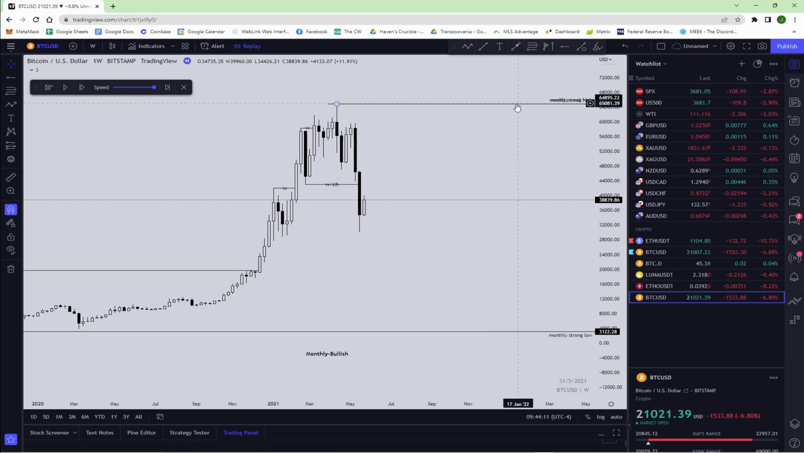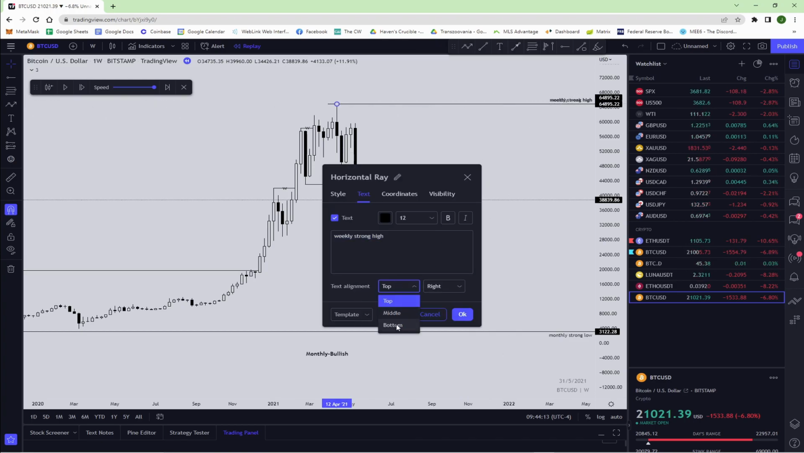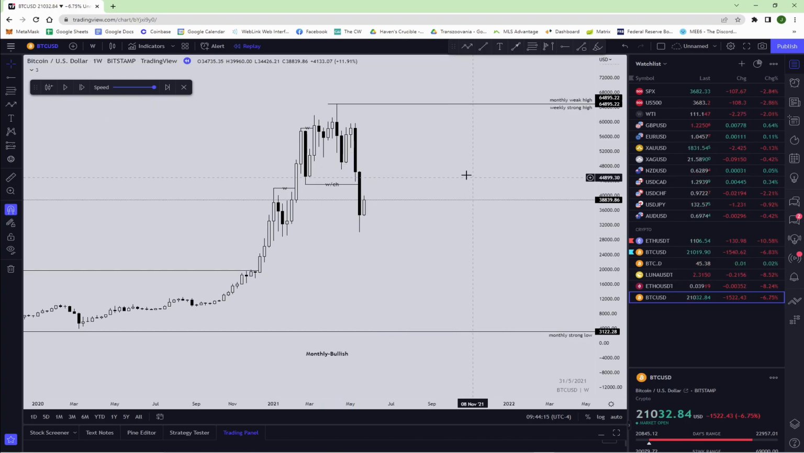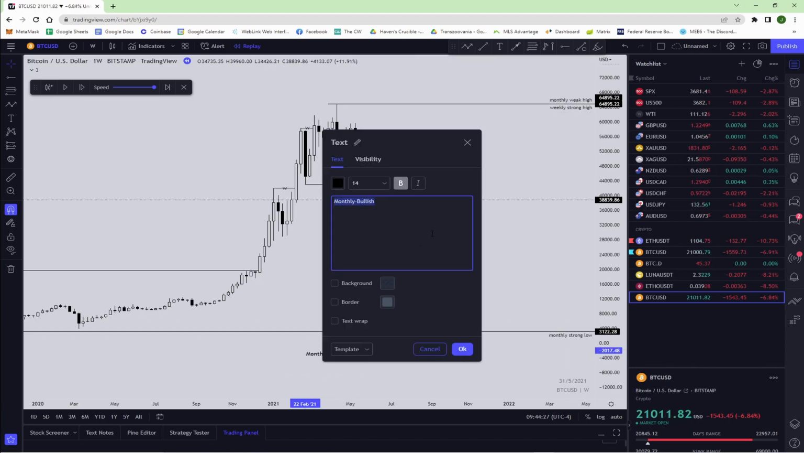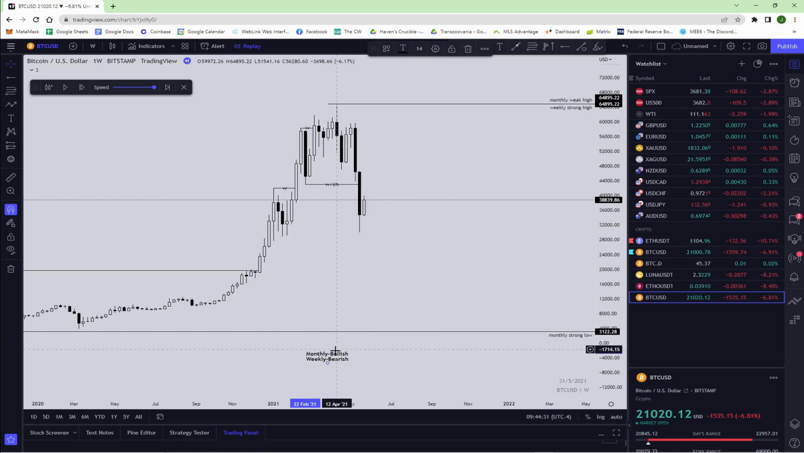Because we CHoCHed, we now have a differing view here. The monthly weak high hasn't changed. This is still a monthly weak high. Monthly is bullish at this point. However, weekly has just turned bearish. So now we're going to change that here. Weekly is bearish.